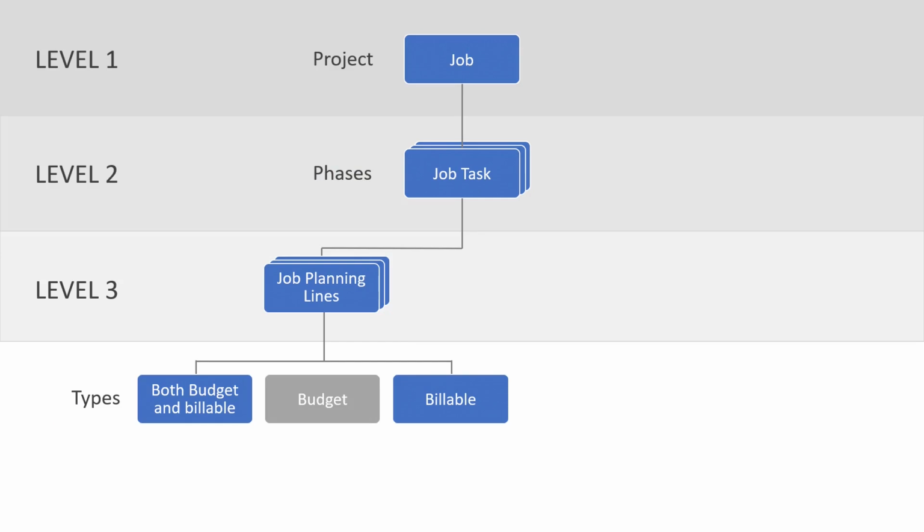So here we will have a look at the invoicing process from an overview perspective. As you know from the hierarchy, we have the job planning lines, and we have three types: budget, billable, and both budget and billable. And when we're talking invoicing, we're focused on the both budget and billable lines and the billable lines, because those are the ones that will be transferred to the invoice.